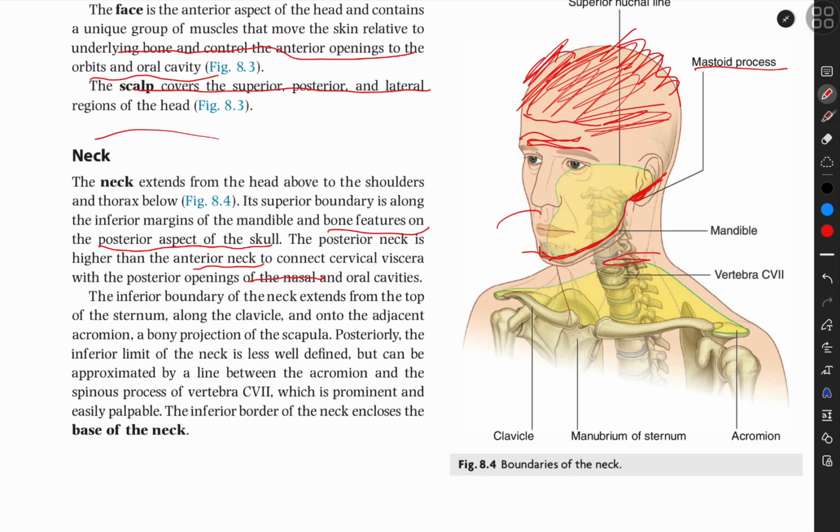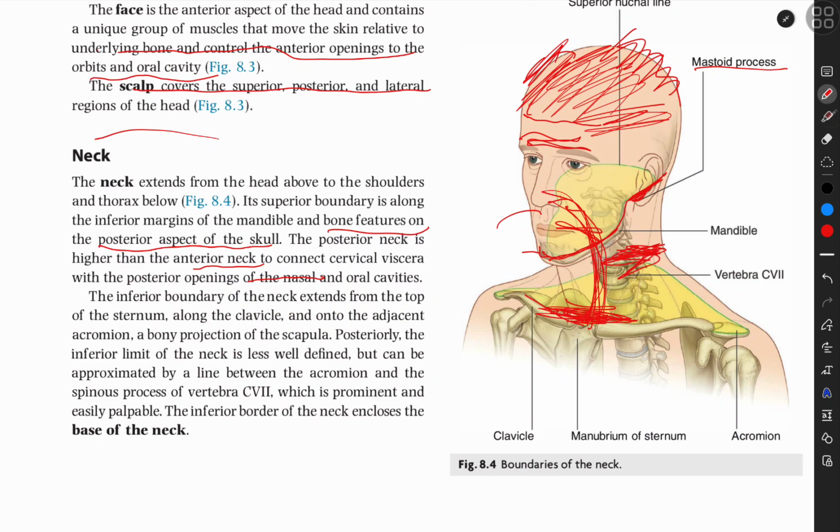So posteriorly the neck is higher, but anteriorly the neck is lower, with the posterior opening of the nasal and oral cavities. Okay, so viscera have to be connected to the nasal and oral cavities. So this is why here we take the neck at this level, but posteriorly the neck is at the level of vertebra C7, I think.